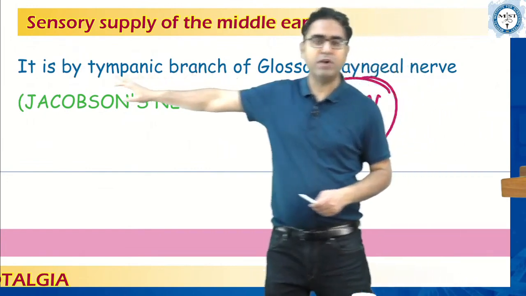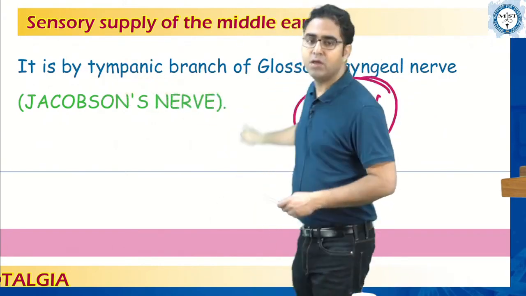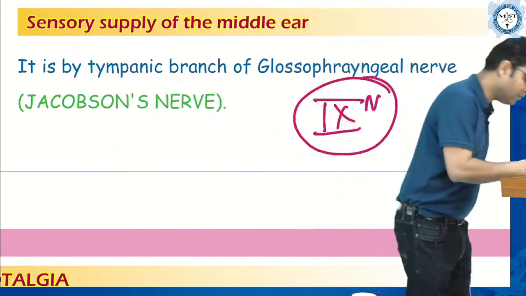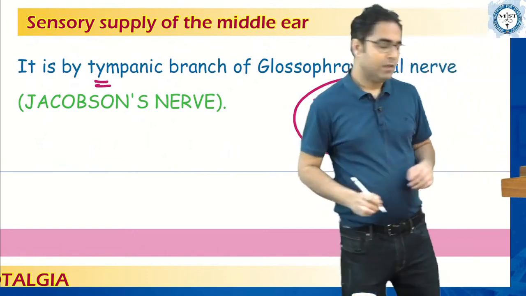What is tympanum, beta? Tympanum is the middle ear, beta. Tympanic matlab middle ear branch of the glossopharyngeal nerve, also called as Jacobson's nerve, beta. Jacobson's nerve.